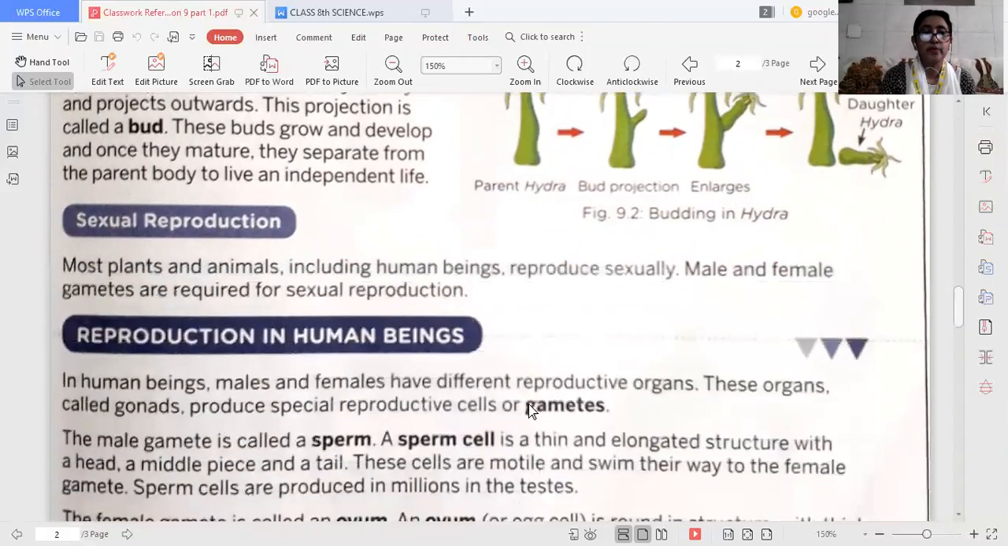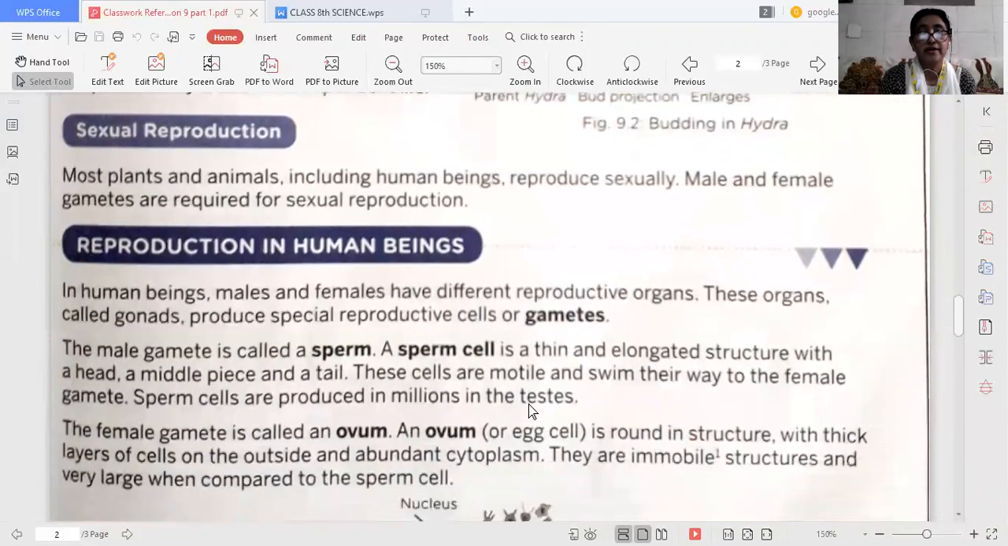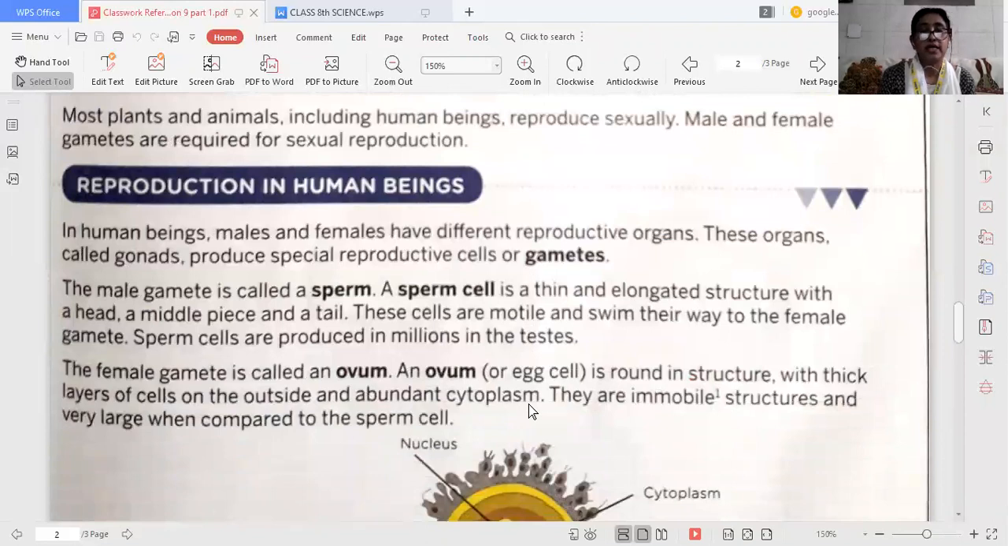Then comes sexual reproduction. Most of the plants and animals, including human beings, reproduce sexually. Male and female gametes are required, meaning two parents are required. In human beings, males and females have different reproductive organs, and they produce sex gametes, or we can say reproductive cells. The male gamete is called sperm and the female gamete is called ovum.